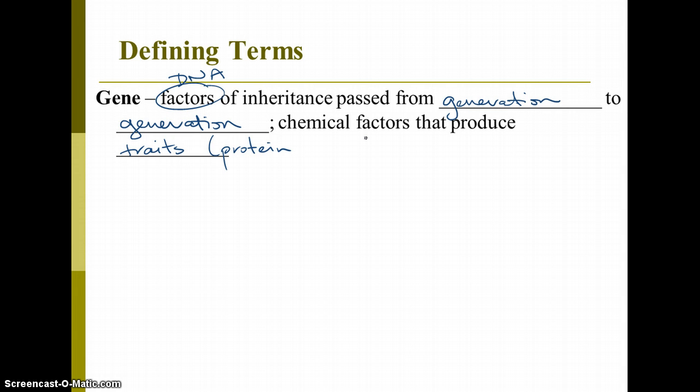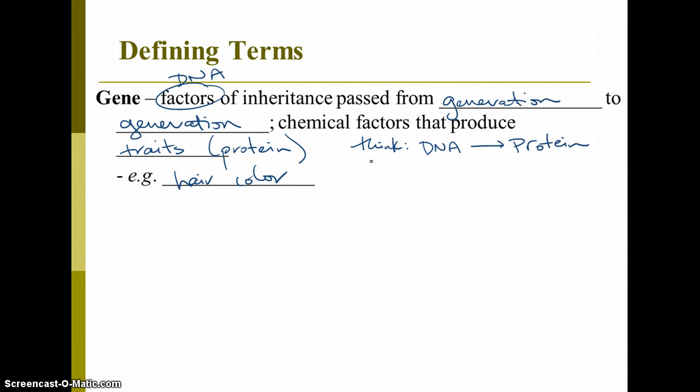So if you're thinking back to the last unit, DNA being transcribed and then translated into protein. Mendel didn't know about the process of transcription and translation, but that's in fact what he was talking about. And so one example that you should know that we often talk about is hair color. Your hair color is based on a protein that is coded for by the DNA that you've inherited from your parents.